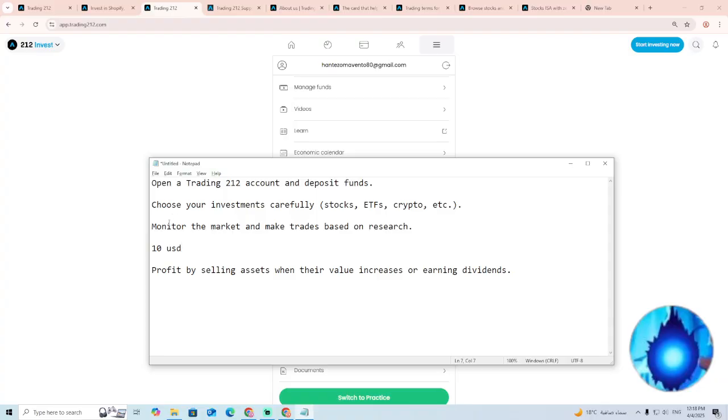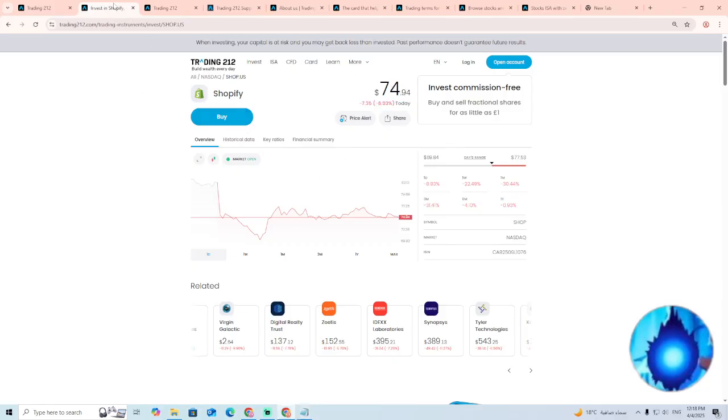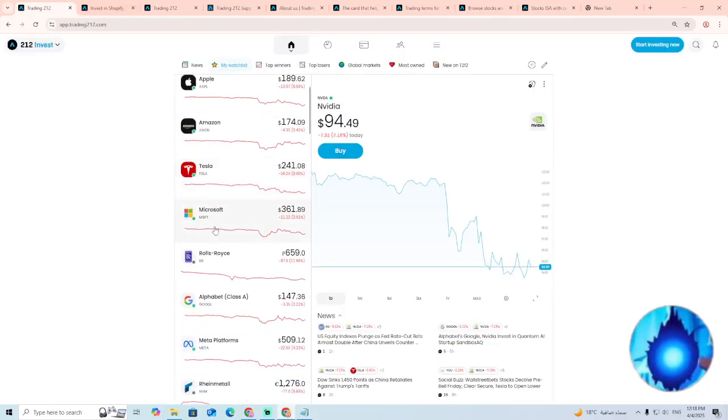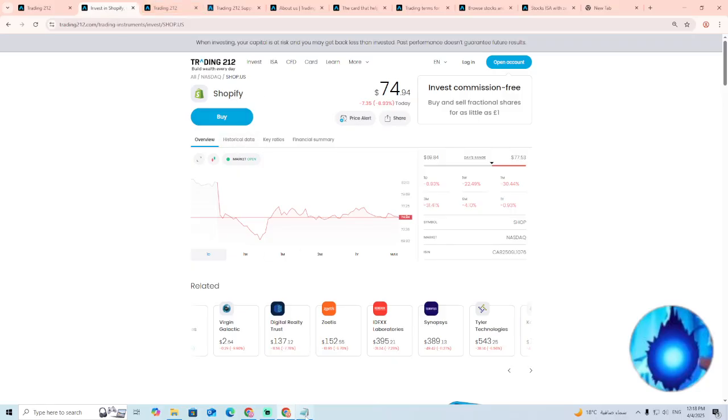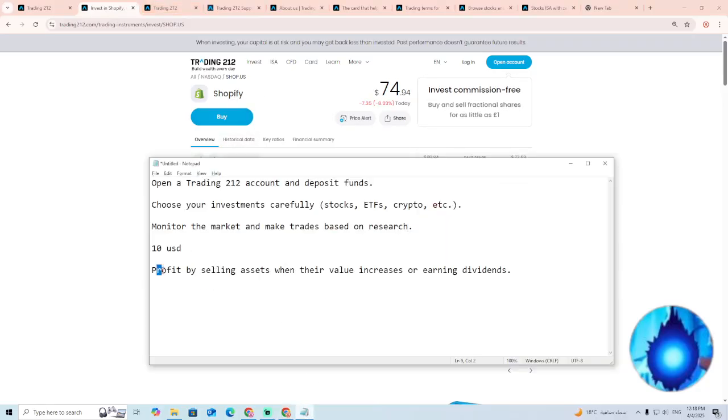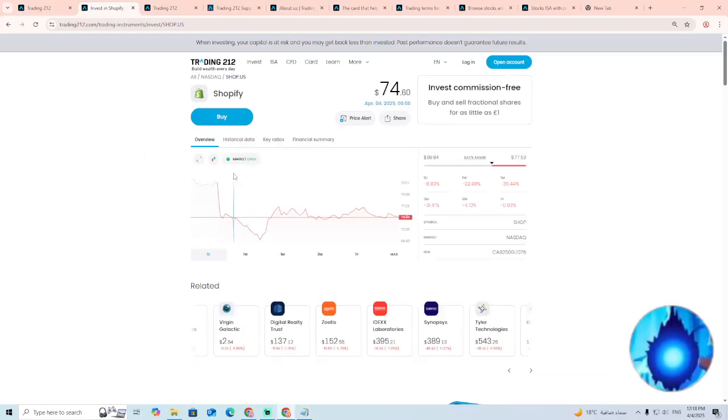So then start to monitor the market and trades based on the research by going through every single stock or every single ETF that you would like to invest. I make sure that I invest, for example, Nvidia, Apple, Amazon, Shopify, kind of these stocks, to get a profit for it. So whenever you click on buy, you will start to wait until it increases, and then you're gonna start to get a profit after you close a position.